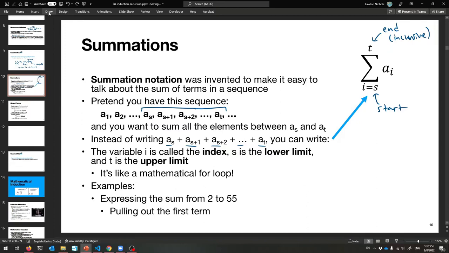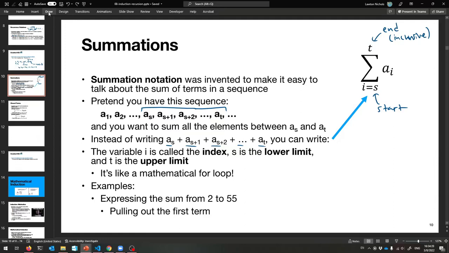Okay, so i is called the index, S is the lower limit, T is the upper limit. It is really legitimately a mathematical for loop. This is kind of where we're getting all of our notation from in computer science when we have those kinds of loops. Isn't that cool? So yeah, a little bit of a history lesson, I guess. And here are some examples.